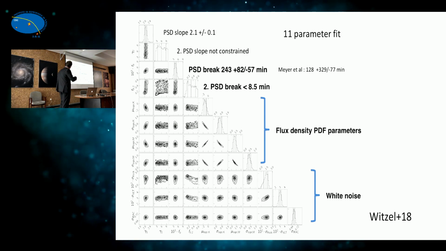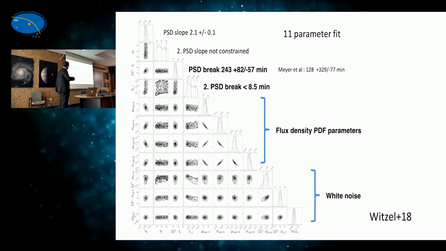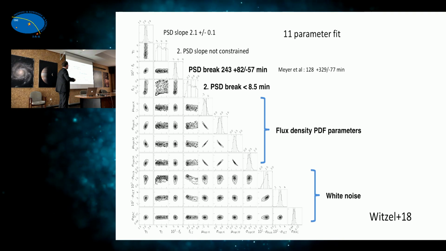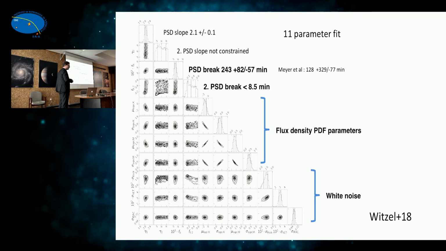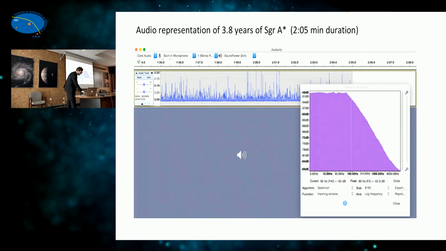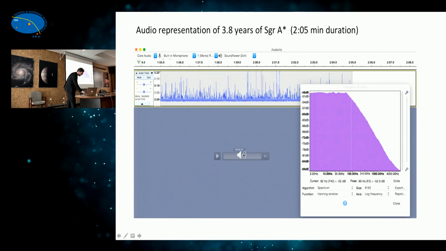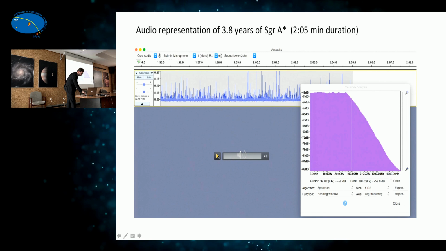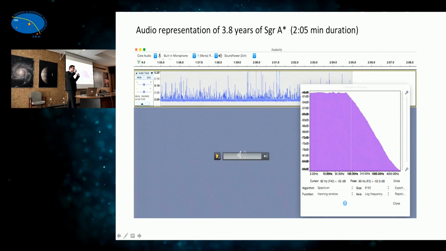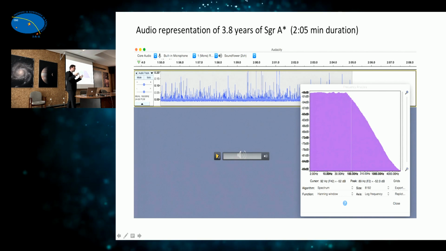Then we have the flux density parameters for both log normal distributions in M and K band, and the white noise contributions from the measurement with the three observatories, Keck, NACO, and Spitzer. Now, our best fit model: I have actually made an audio file to demonstrate how it sounds. All the important frequencies now are put into the audible spectrum. So this is a true representation of such a star.